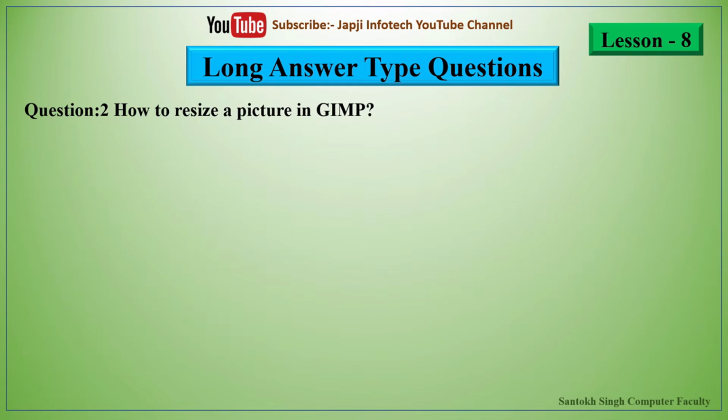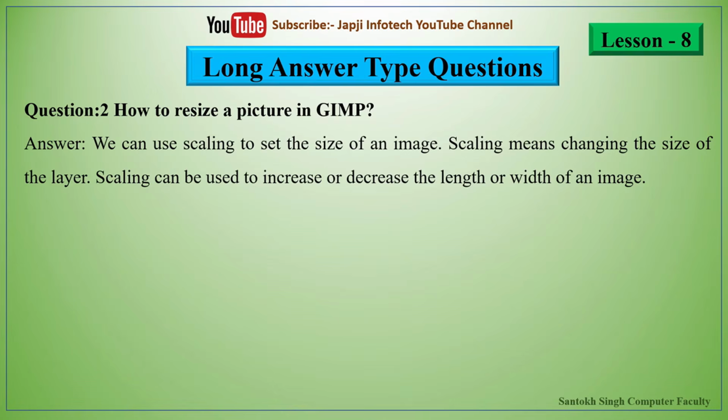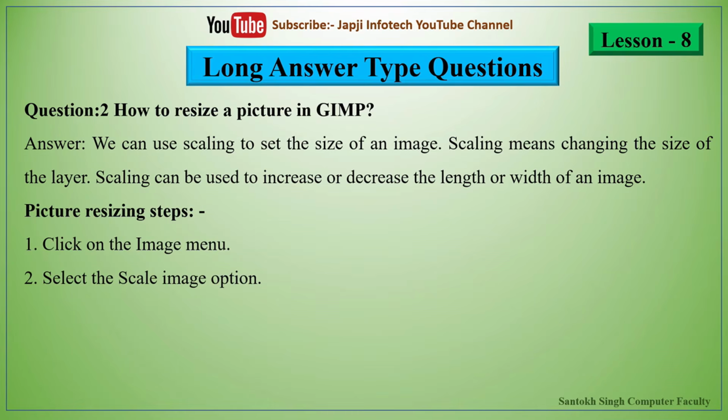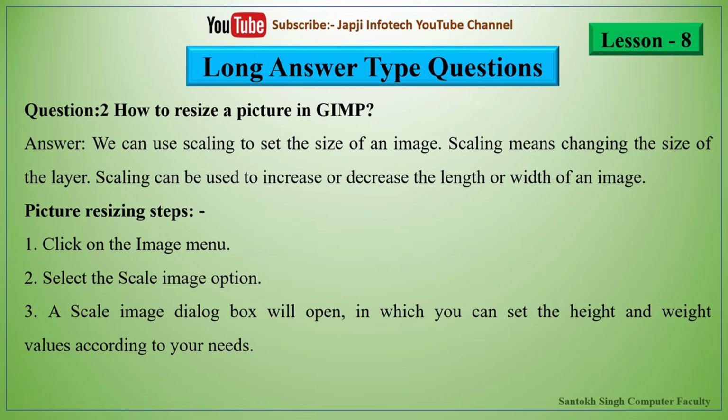And the second one is, how to resize a picture in GIMP. We can use scaling to set the size of an image. Scaling means changing the size of the layer. Scaling can be used to increase or decrease the length or width of an image. The picture resizing steps are: first, click on the image menu, select the scale image option. A scale image dialog box will open in which you can set the height and width values according to your needs.